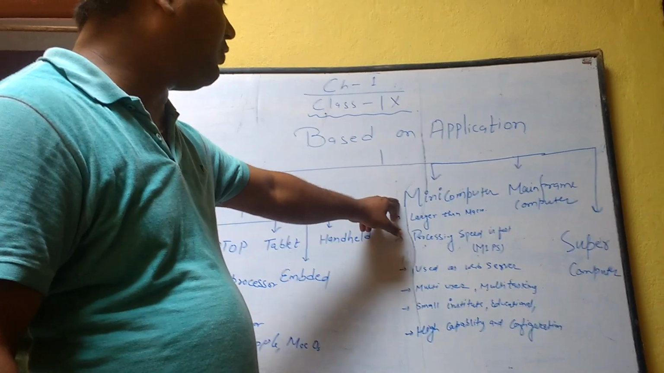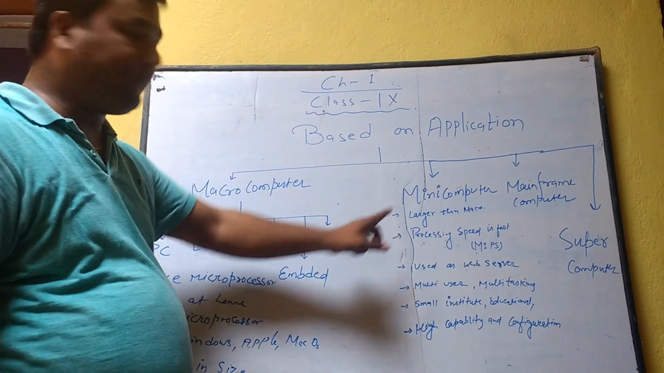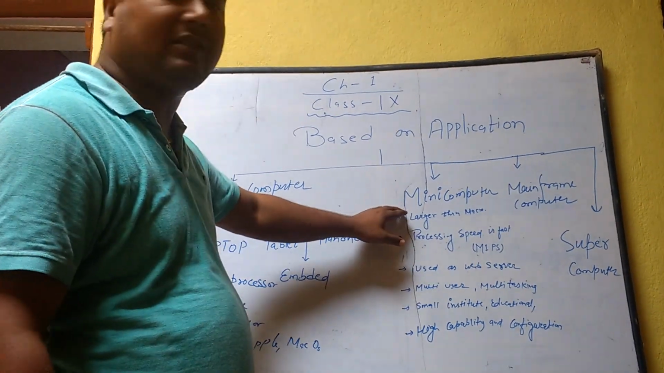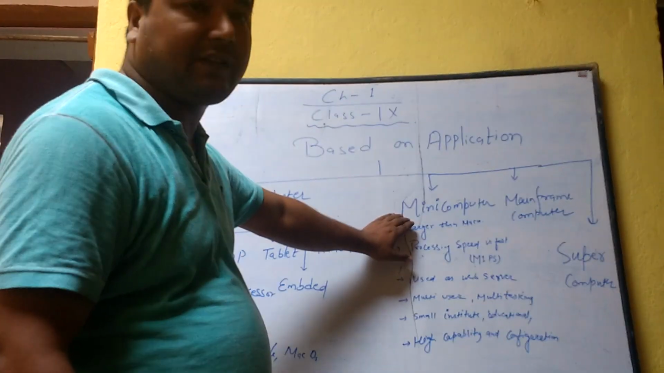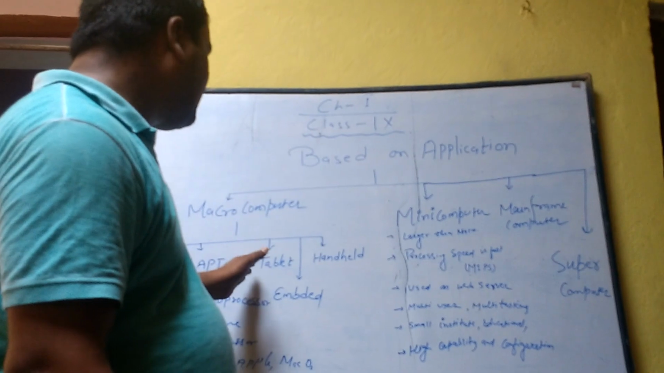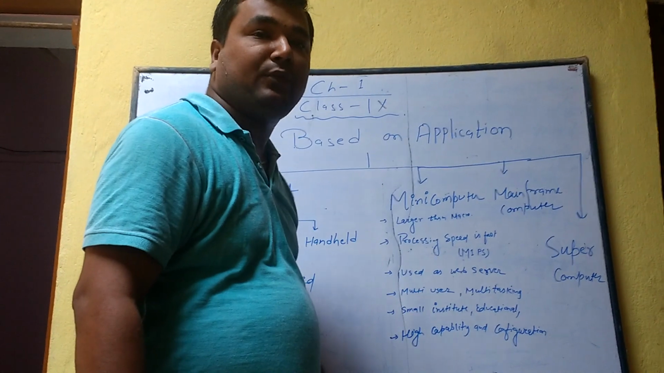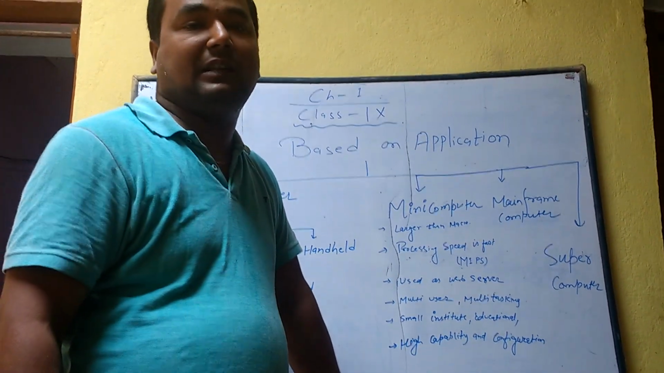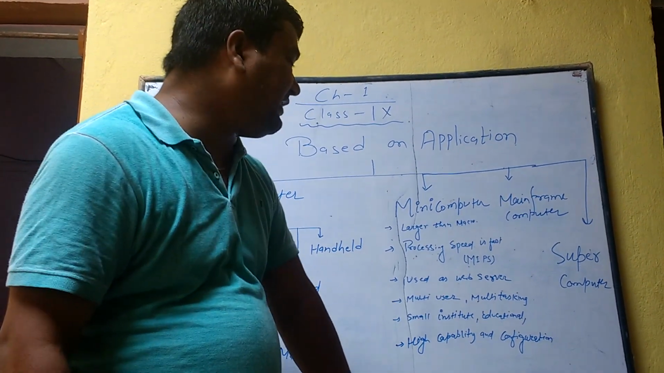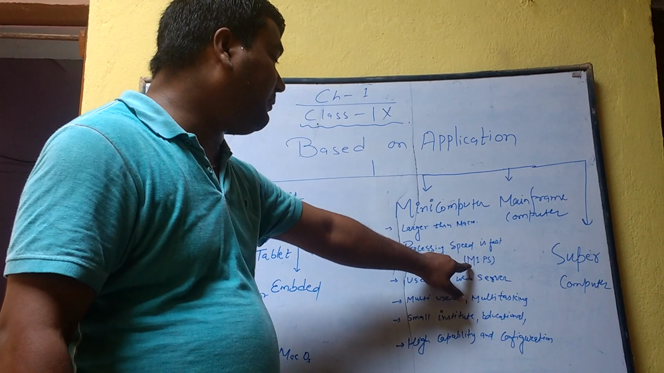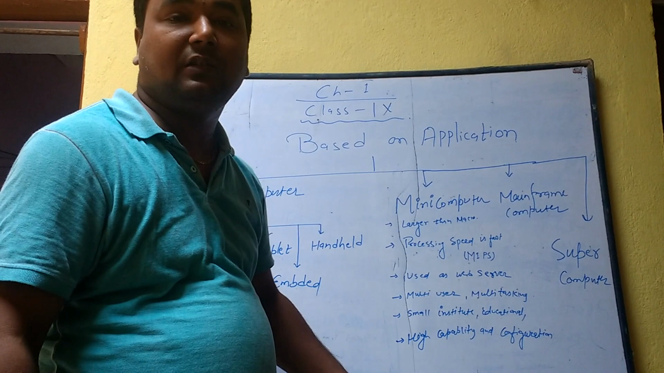Okay. Next we talk about the mini computer, and we compare the microcomputer and the mini computer. The microcomputer is smaller in size, while the mini computer is larger. The microcomputer's speed is slow, while the mini computer's speed is faster. The microcomputer can be used by a single user, while the mini computer can be used by multiple users. The mini computers are costlier, larger in size, and have higher processing speed than the microcomputer. Their speed is measured in million instructions per second, MIPS.